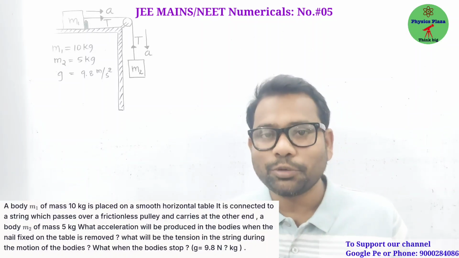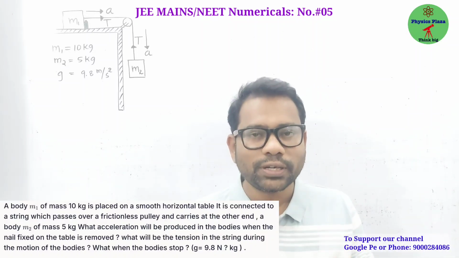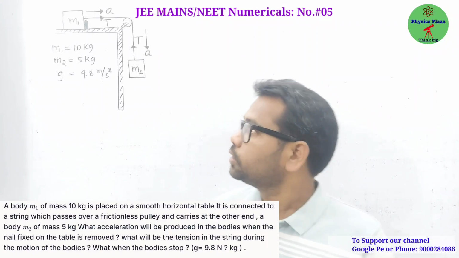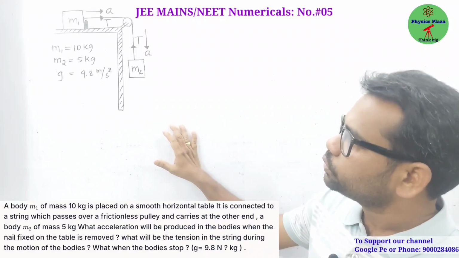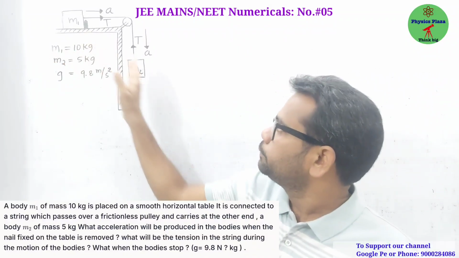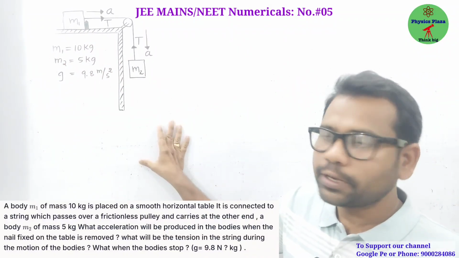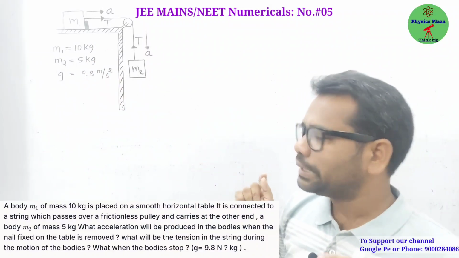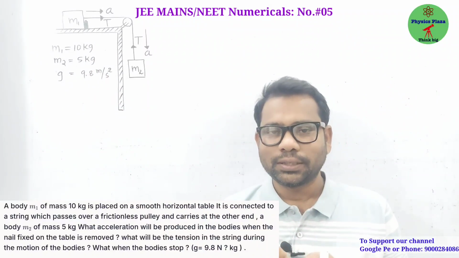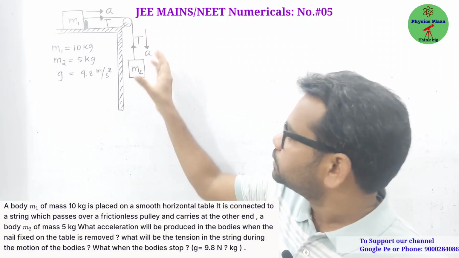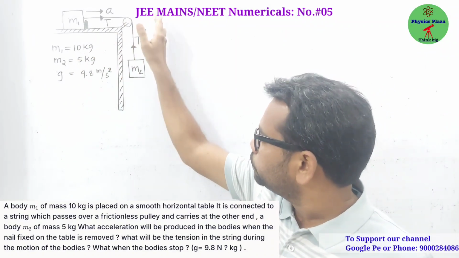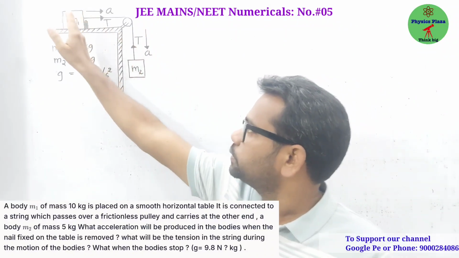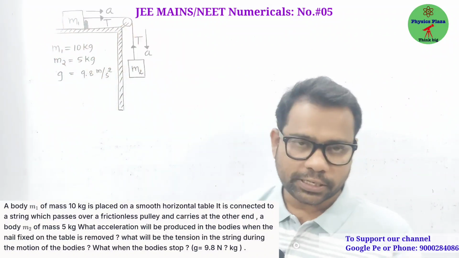Dear children, this numerical is based on Newton's laws of motion. So look at this numerical, children. Here M1 and M2 are arranged like this. M1 is 10 kg, M2 is 5 kg. But here one assumption is made: M2 is moving in the downward direction such that M1 will go to the right side.